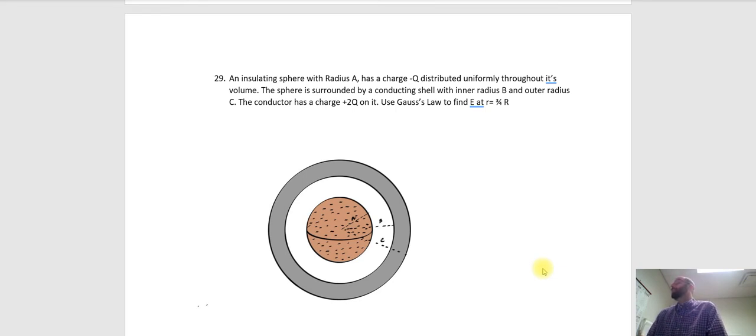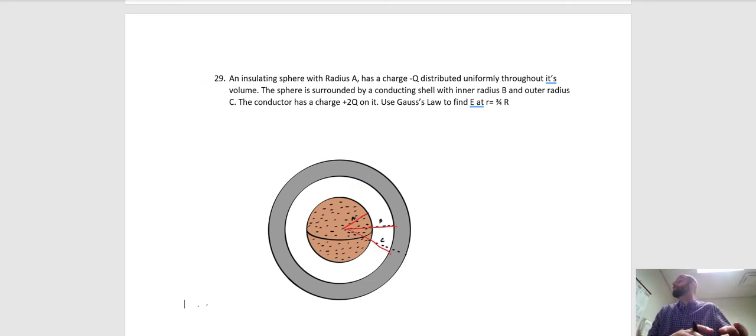I'm making this video to help you out with one of these Gauss's law problems. So let's see: an insulating sphere with a radius A has a minus q charge distributed uniformly throughout its volume. Then there's a conducting shell around it with inner radius B and outer radius C. So again, there's your A, B, C.